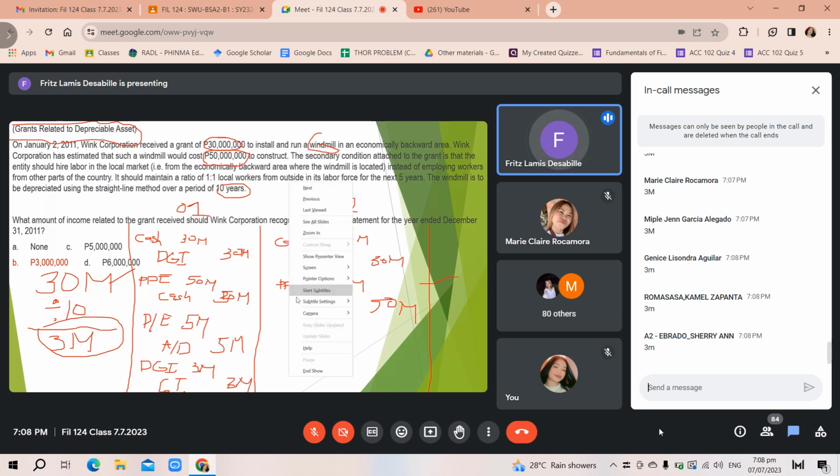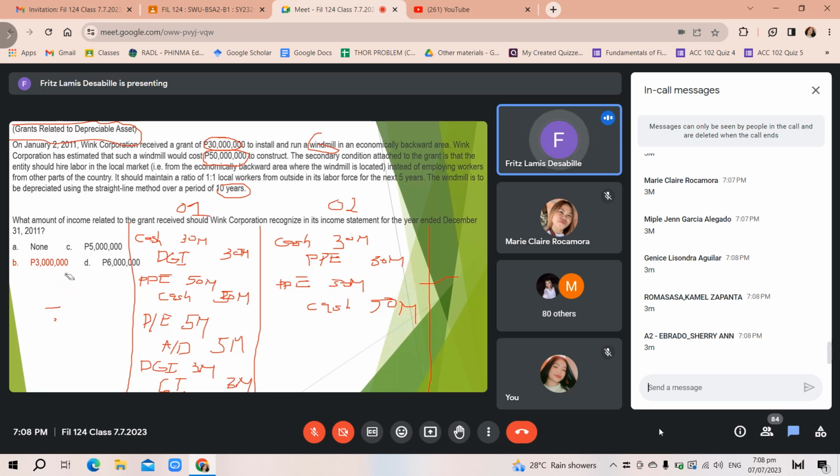Is option 1 clear, or is there something that I need to expound on in option 1? Clear, or do you have any questions? Option 1.